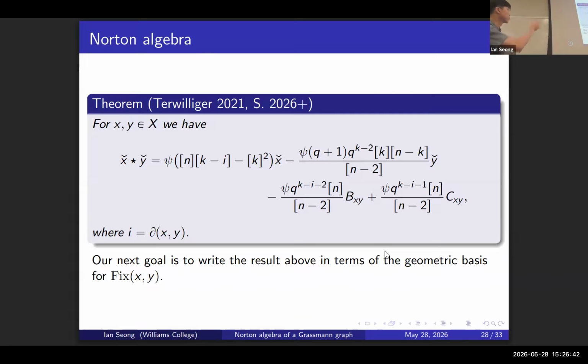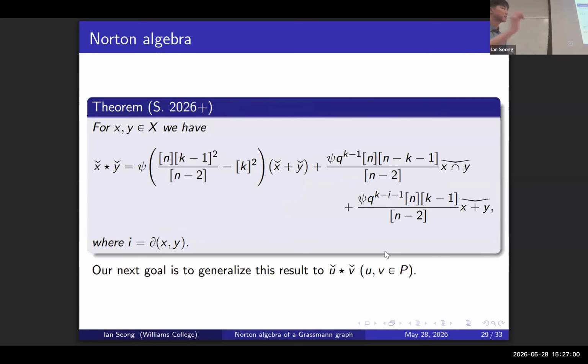That gives me that the Norton product between x check and y check is a linear combination of the combinatorial basis for fixed xy. So we see that the Norton product is going to lie in that fixed xy, and it was pretty well known how to express this in a combinatorial basis. Now, expressing this in a geometric basis is a new result. So this is what they look like. And of course, all we need to do is grab the previous result and apply the transition matrix. That's all we need to do.